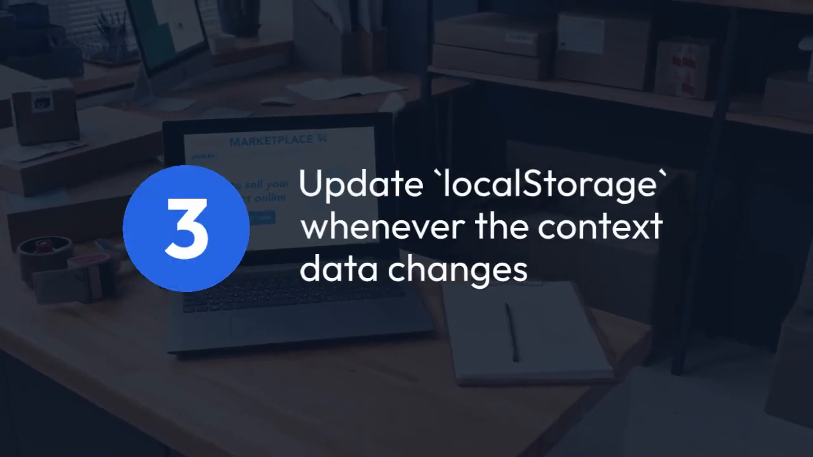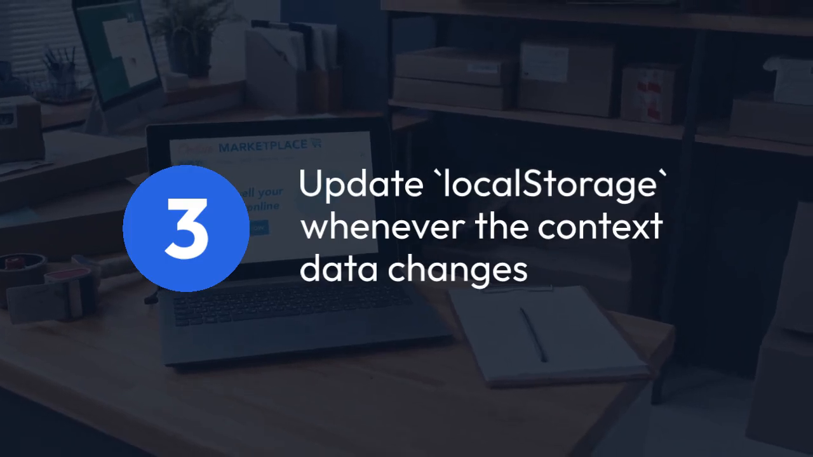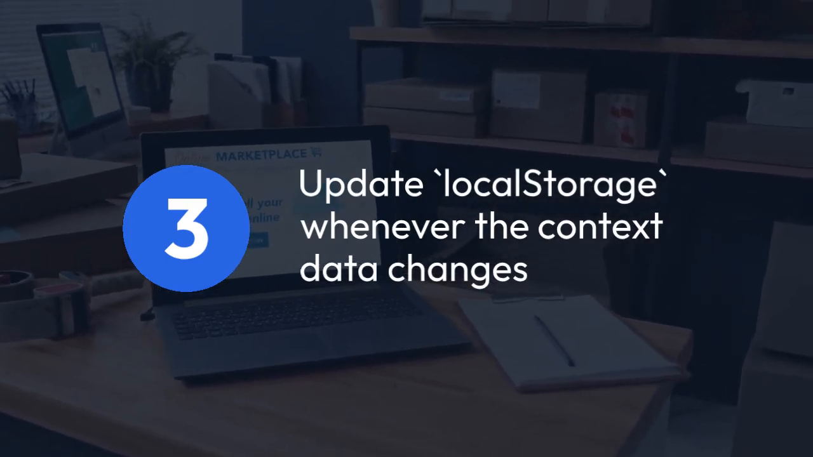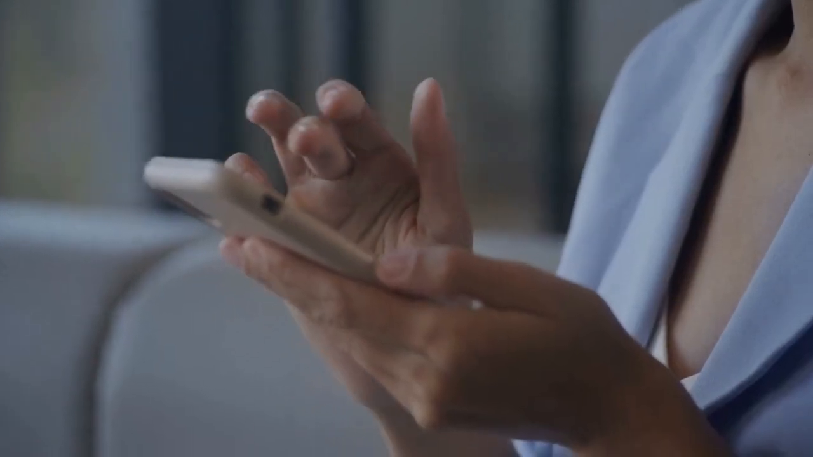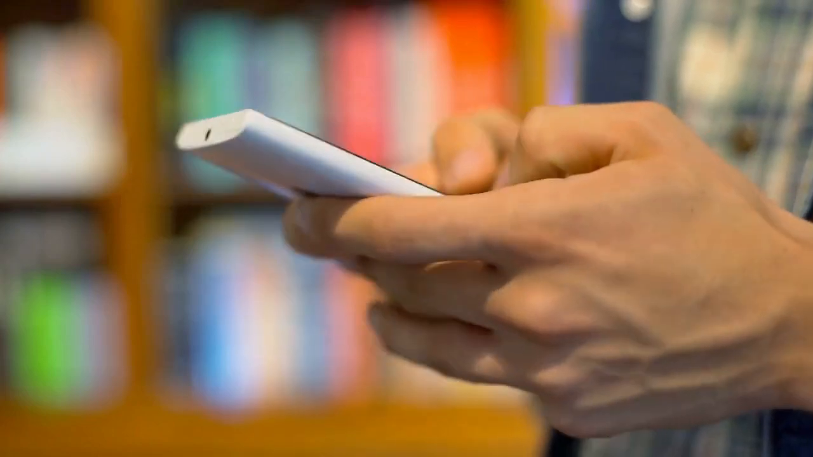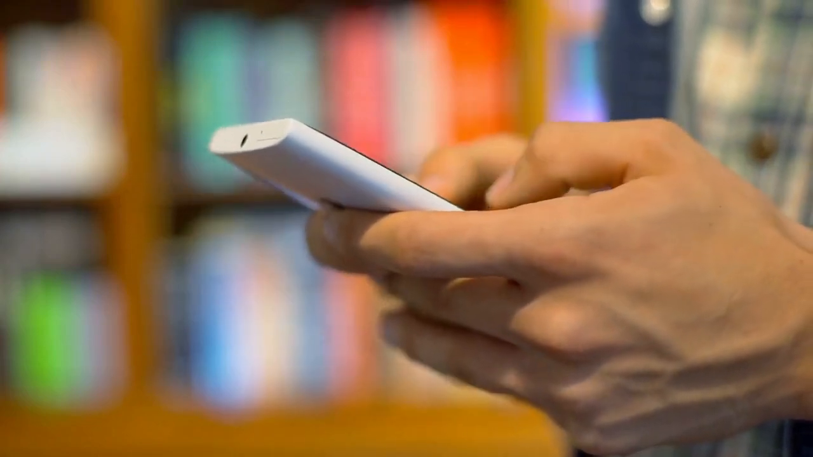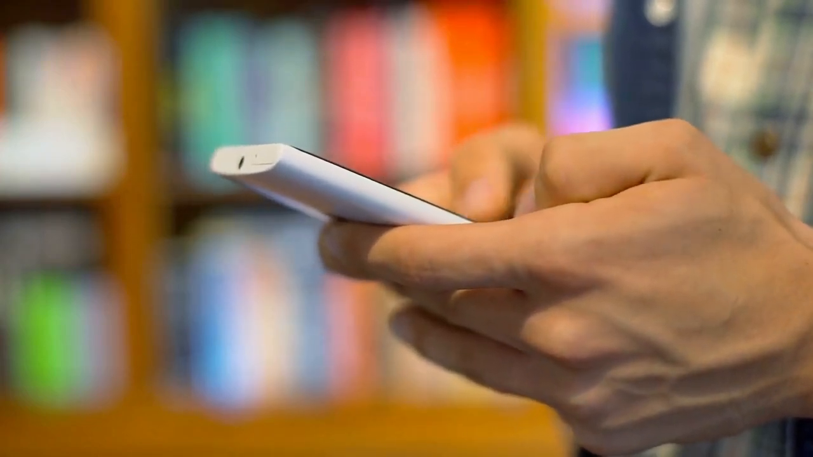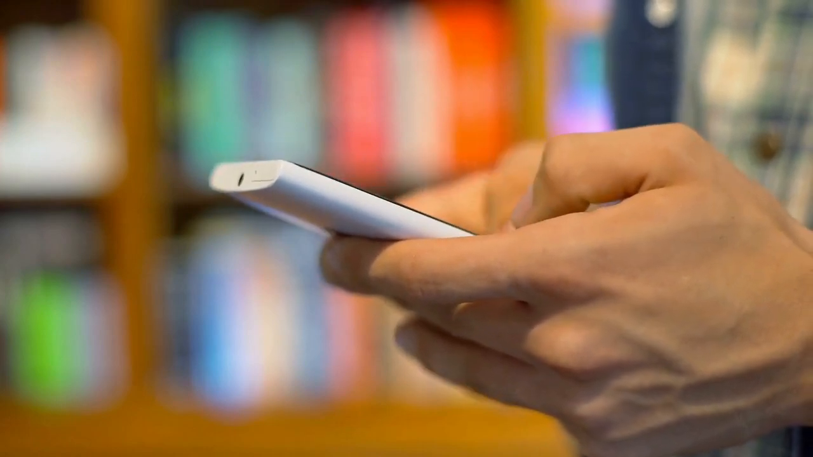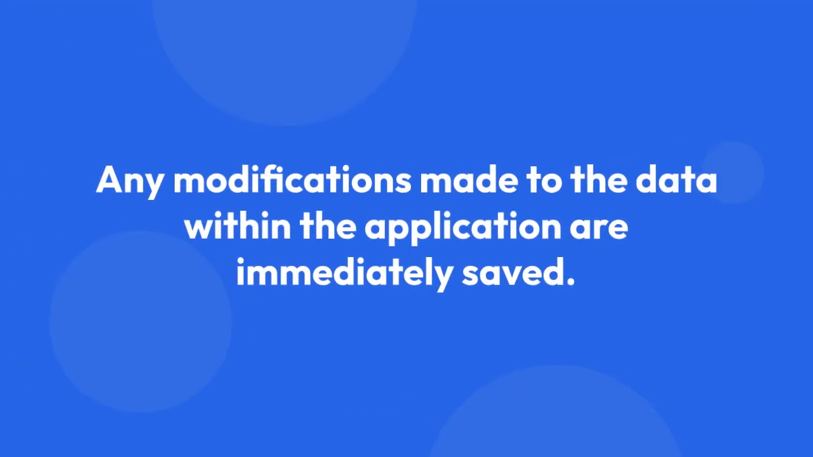3. The key part of persistence lies in updating local storage whenever the context data changes. We'll achieve this by using the useEffect hook again. This hook will run whenever our context data updates, automatically saving the changes to local storage using JSON.stringify. This ensures that any modifications made to the data within the application are immediately saved.